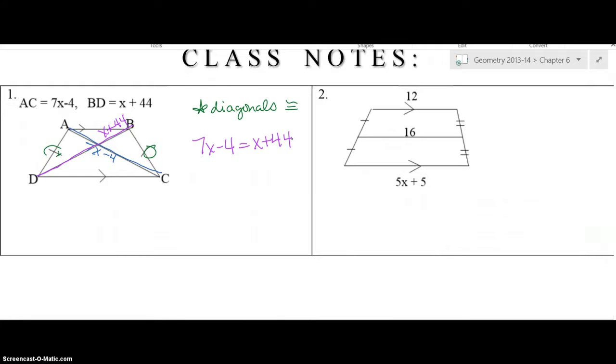This only works on isosceles, but we could solve this equation just like normal. We'll subtract x from both sides and get 6x. We'll add 4 to both sides and get 48. And if you divide, you get 8. Questions on that one?